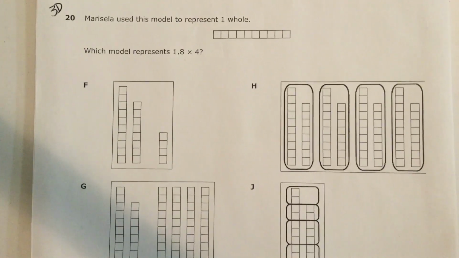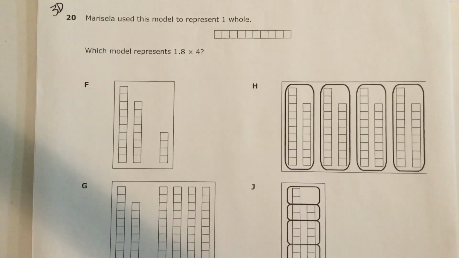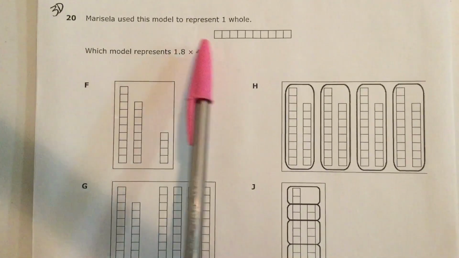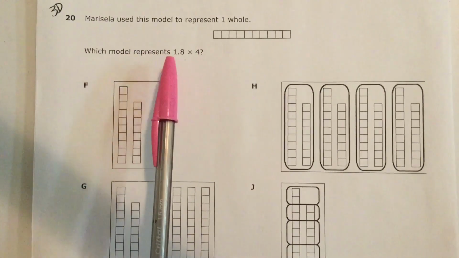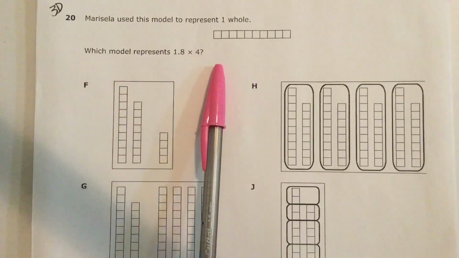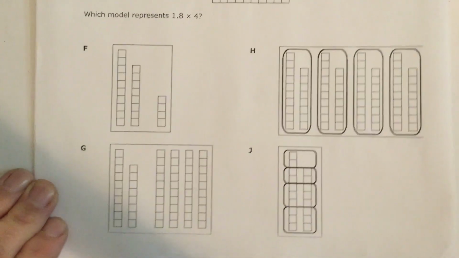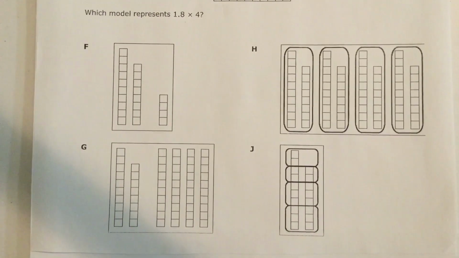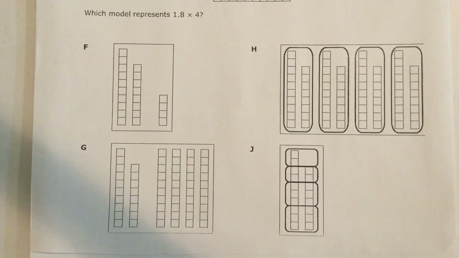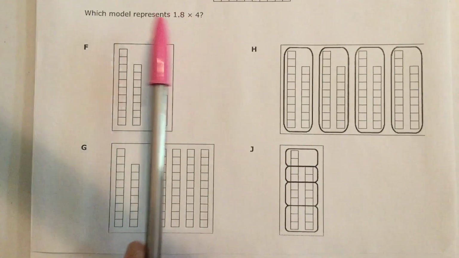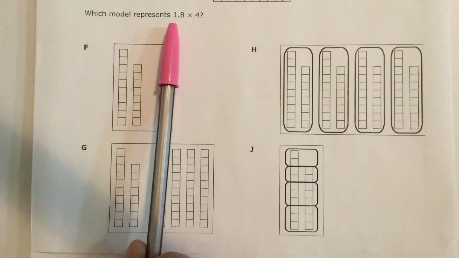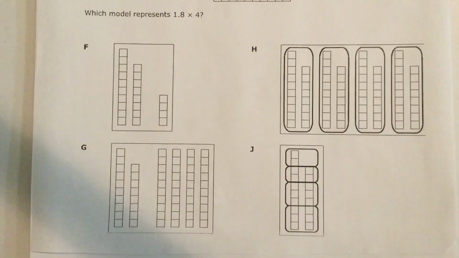It says Maricela used this model to represent 1 whole. So this is 1 whole. Which model represents 1 8/10 times 4? So think about 1 8/10 times 4. Would it be F, G, H, or J? Okay, so 1 8/10 times 4. That means I'm looking for a model that is 1 8/10 4 times.